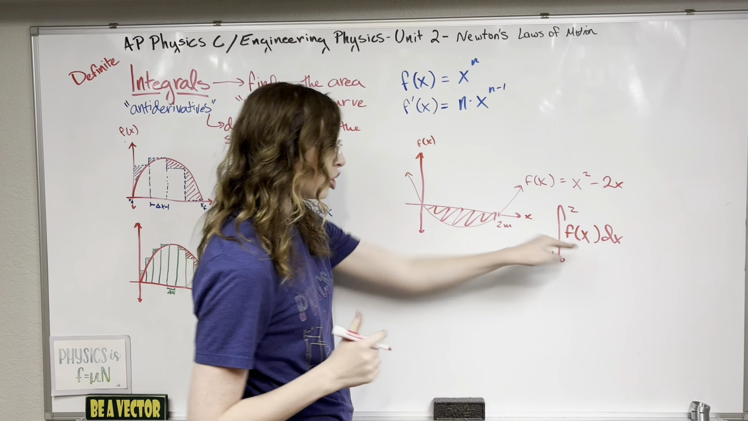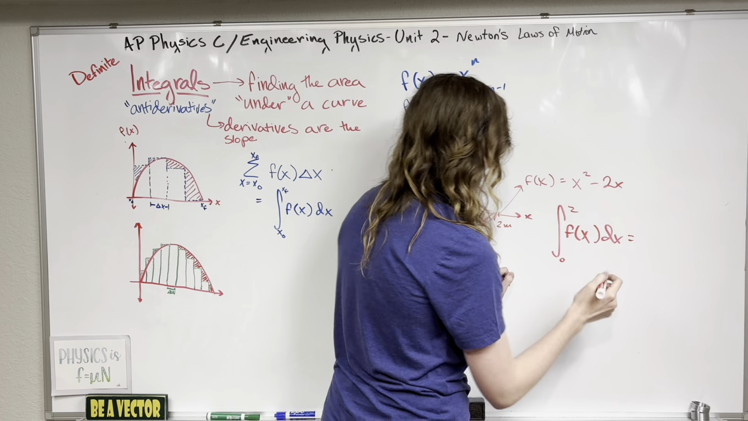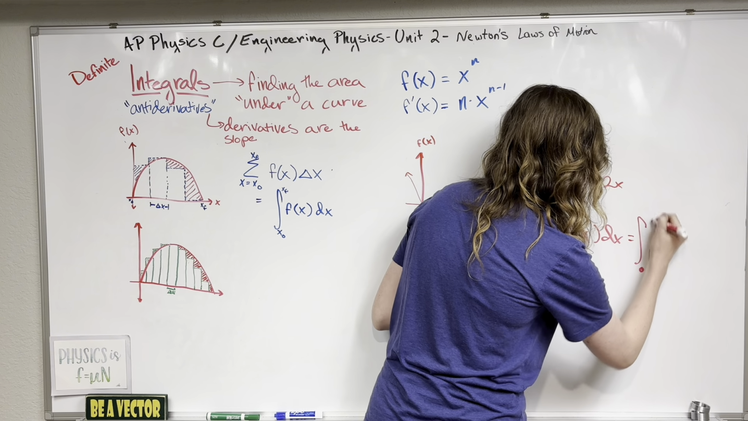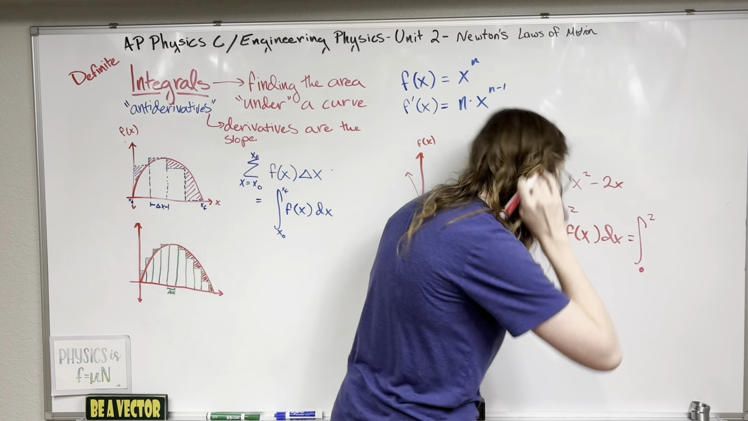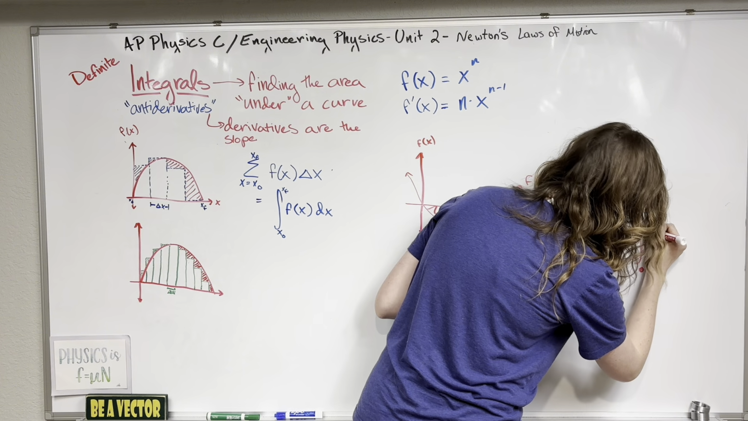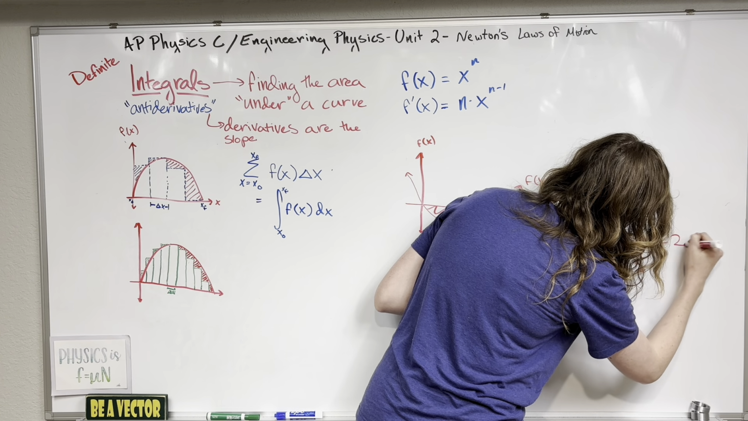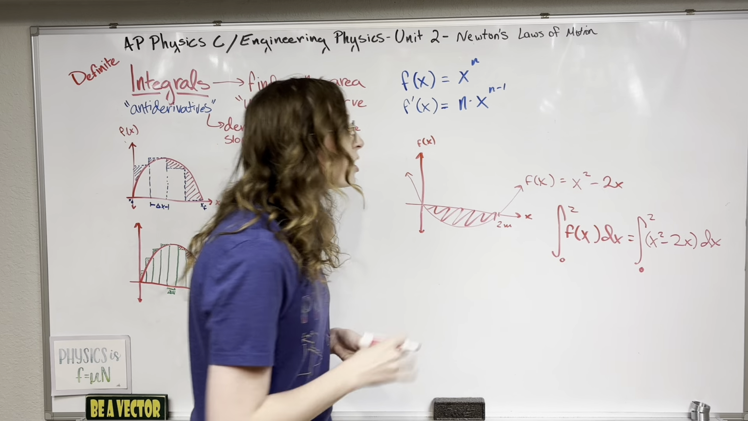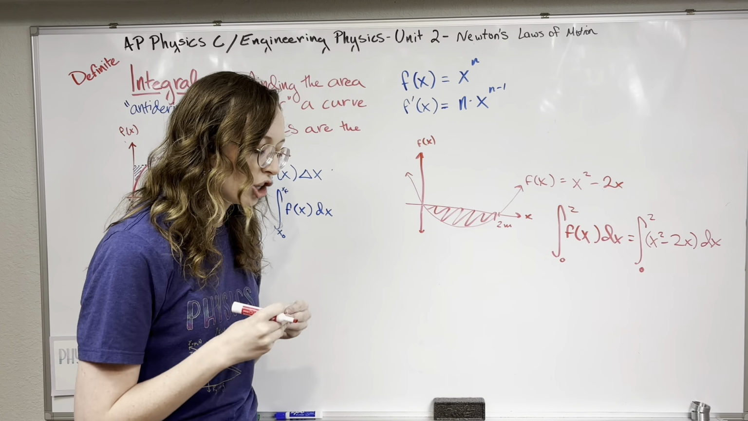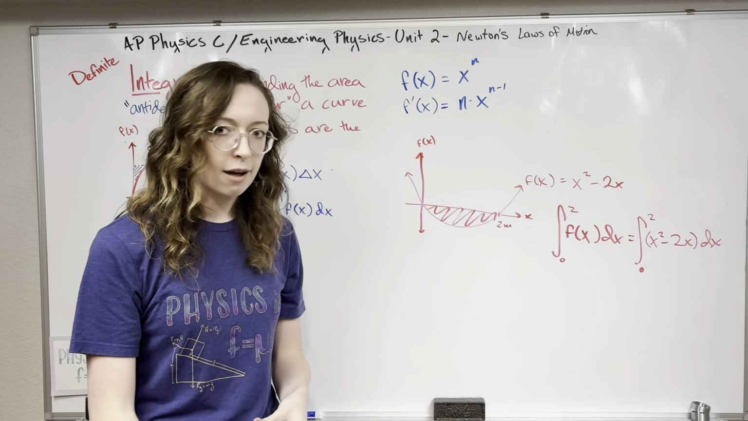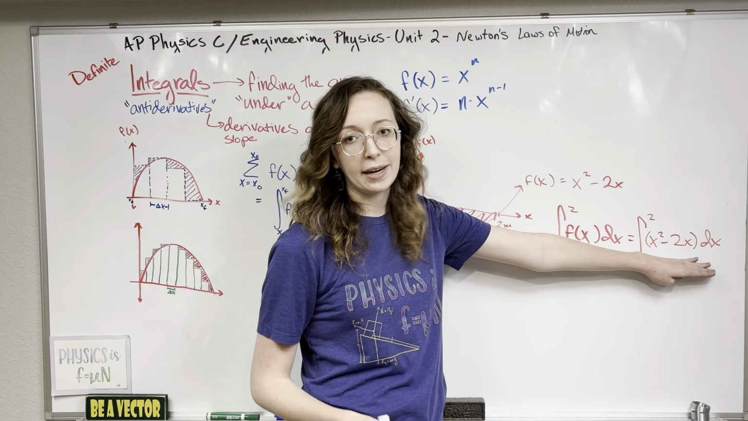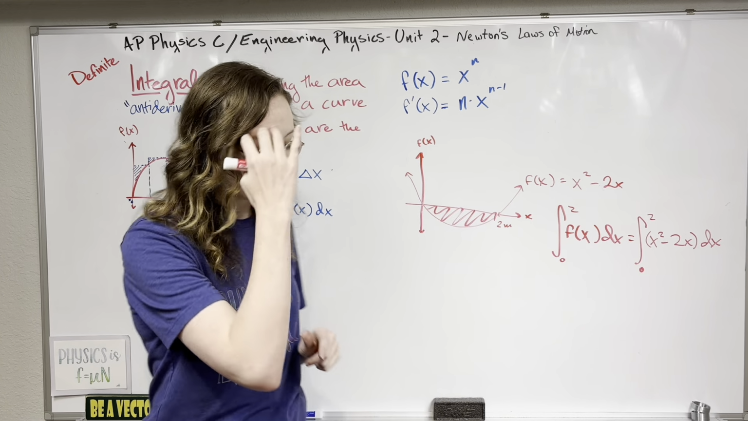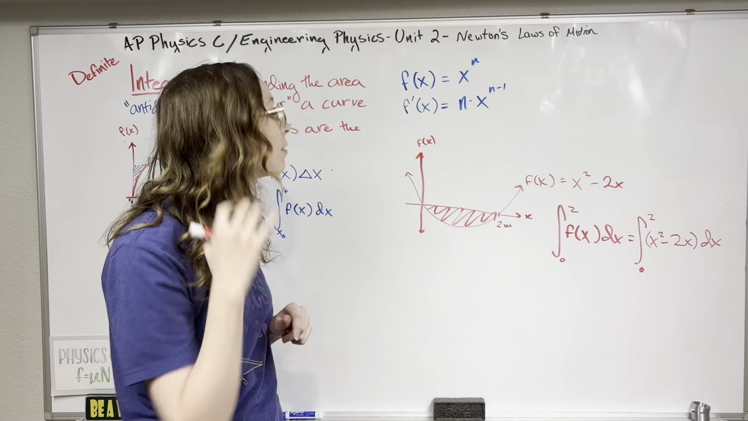Well, my function, I'm going to plug it in now, goes from 0 to 2, and it is x squared minus 2x dx. So now we just have to think about which function, whenever I take the derivative of it, would give me x squared minus 2x. And so that's how we're going to get back to the antiderivative.